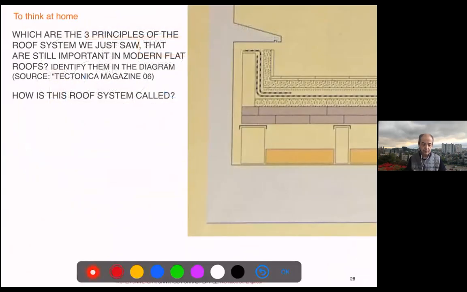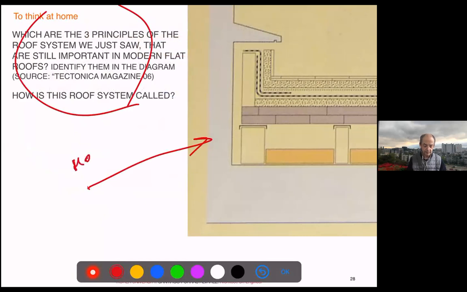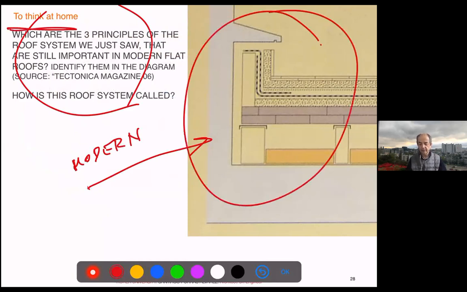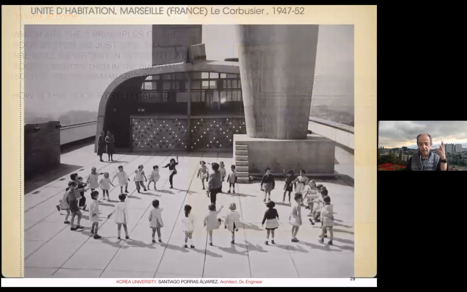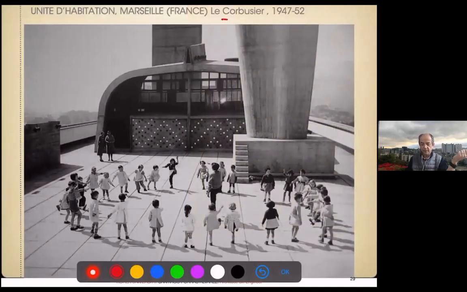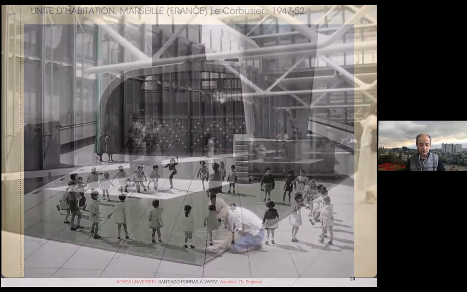Okay. And at home, this is a modern detail. So this is a recent building. So for you at home, you may look around and think what is what and how things are done to adapt this idea to a modern construction. Of course, Le Corbusier was a big proposer, a big defender of that flat roof, and probably Marseille was one of the most beautiful flat roofs.